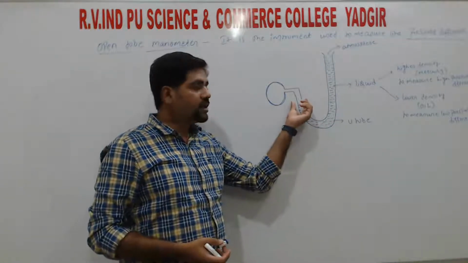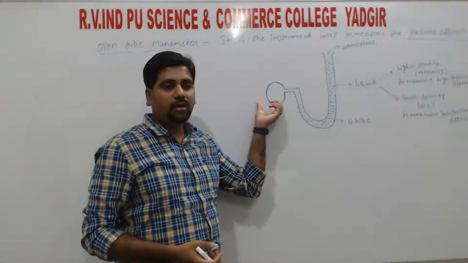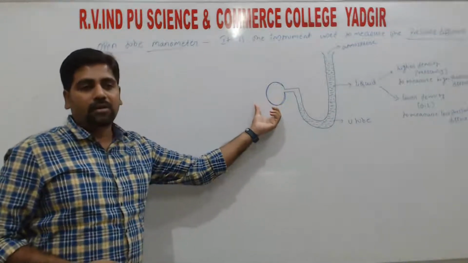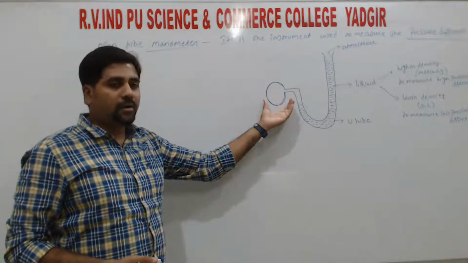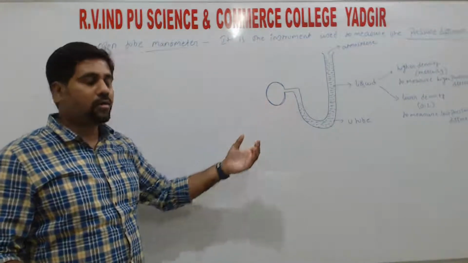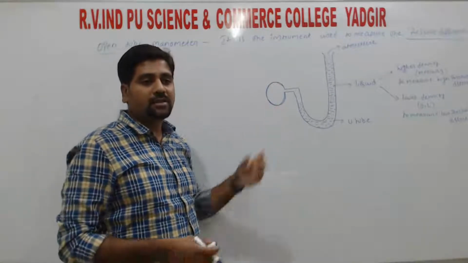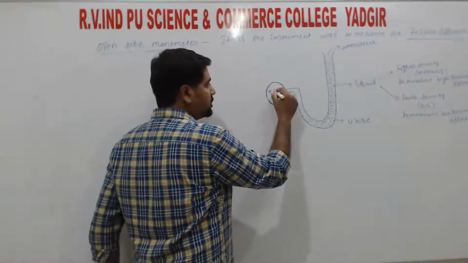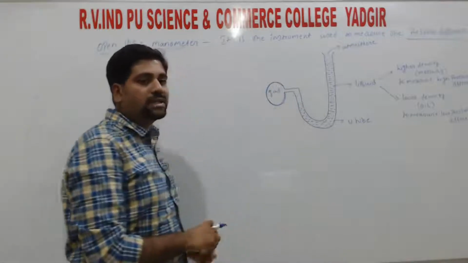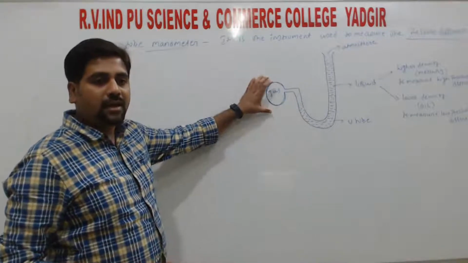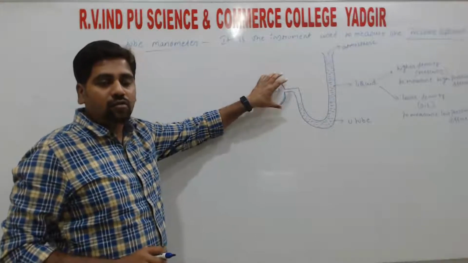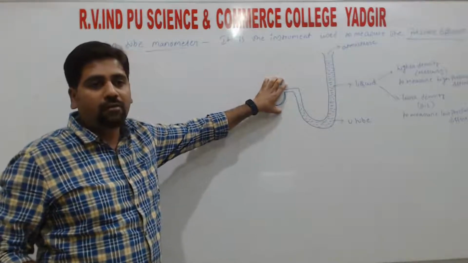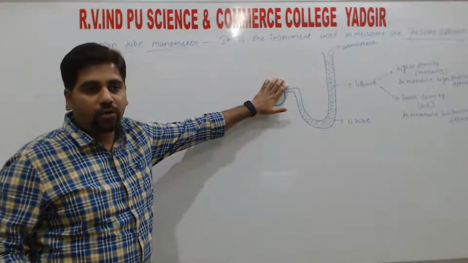So the end on the left side is connected to another chamber. That chamber consists of fluid. It may consist of water or liquids, or it may consist of gases. For example, here if we consider it as gas, so in this chamber we have gas. Here we are going to measure the pressure difference of the gas, right?